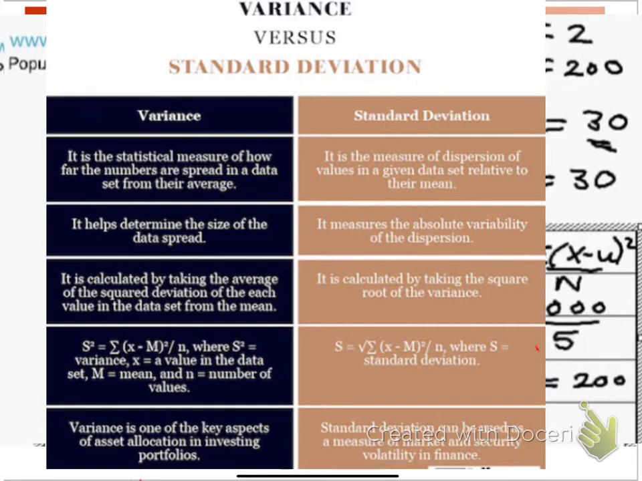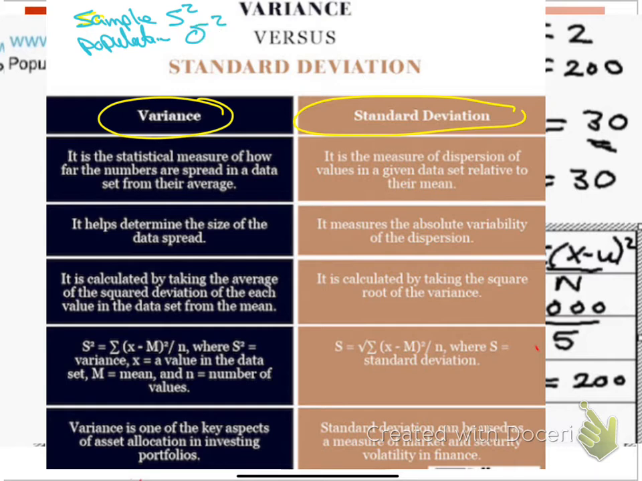So in this slide, we are going to see the difference, or just a quick comparison, between the variance and the standard deviation. Let me just change the color. Okay. The difference between the variance and the standard deviation. The variance, as we said, if we are talking about the sample, we call it S square. For the population, we call it sigma square, okay? This is the standard deviation. This is SD, standard deviation, okay?